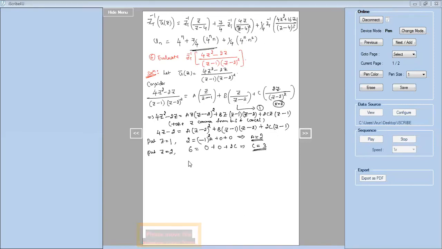Correct? Send this to the left hand side. 6 by 2 is 3. So A value is 2, C value is 3. Now I want to find what is B. So now look at this expression.